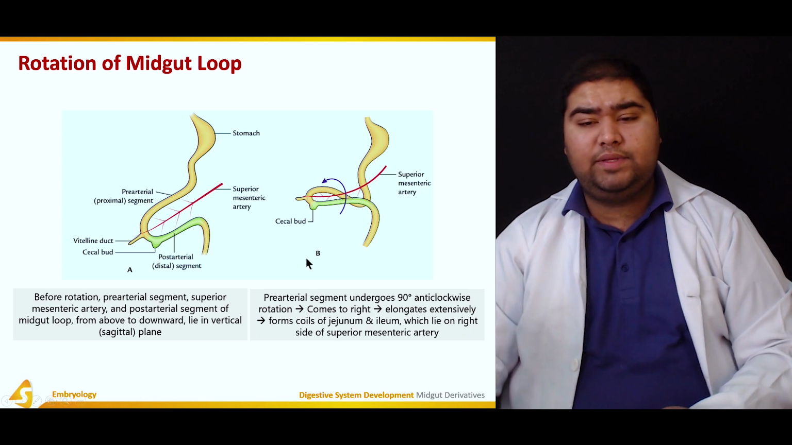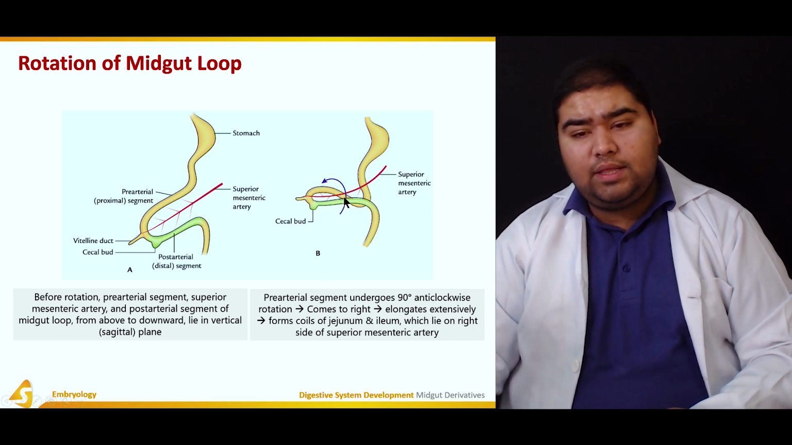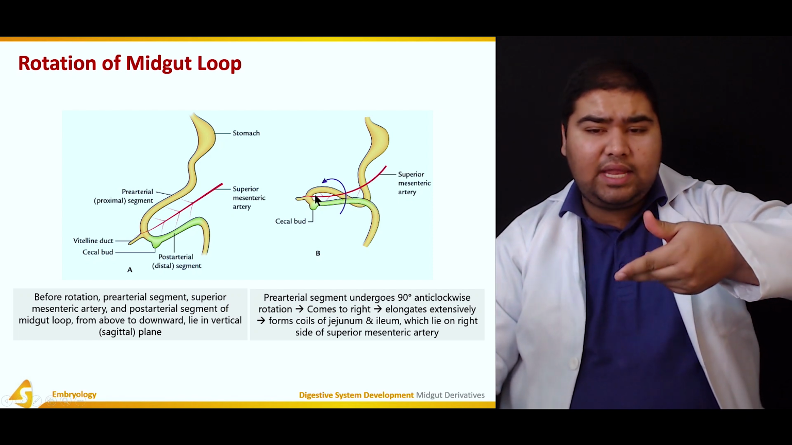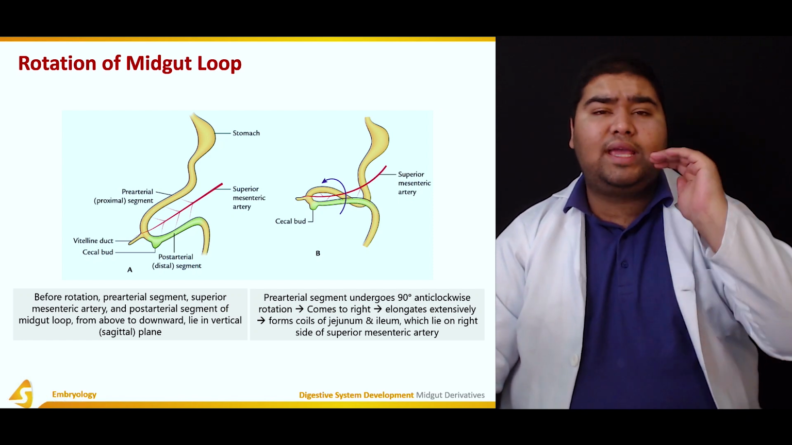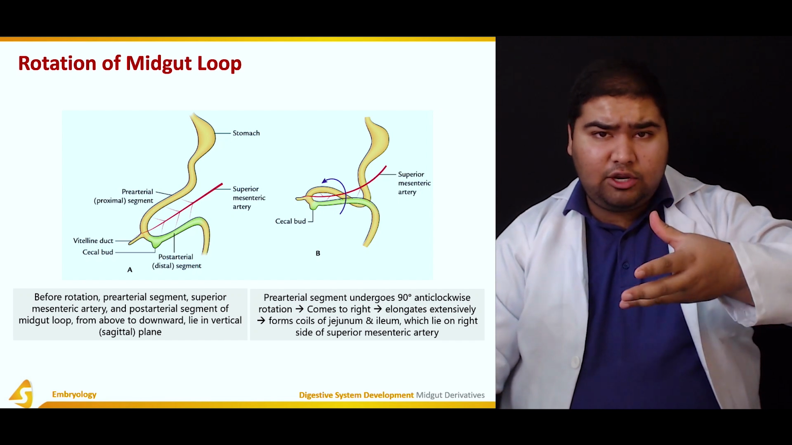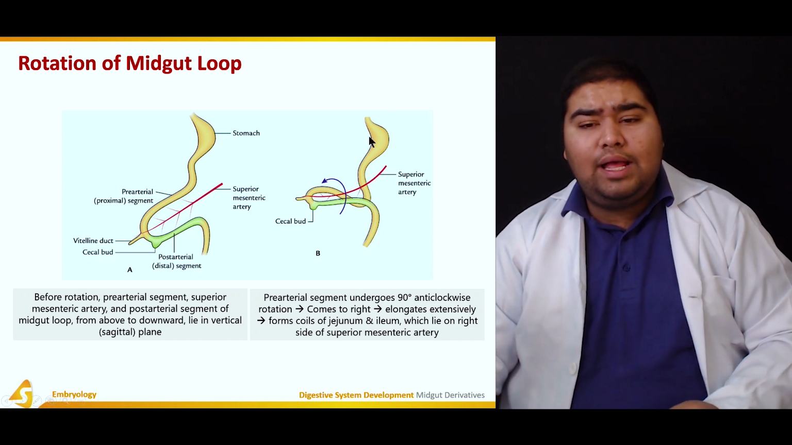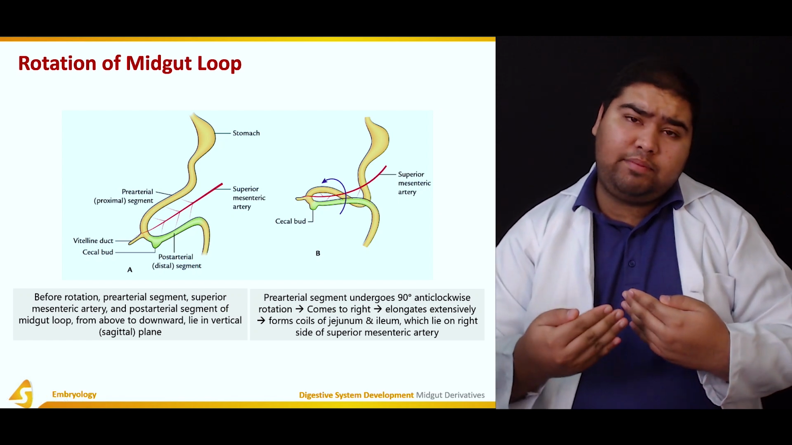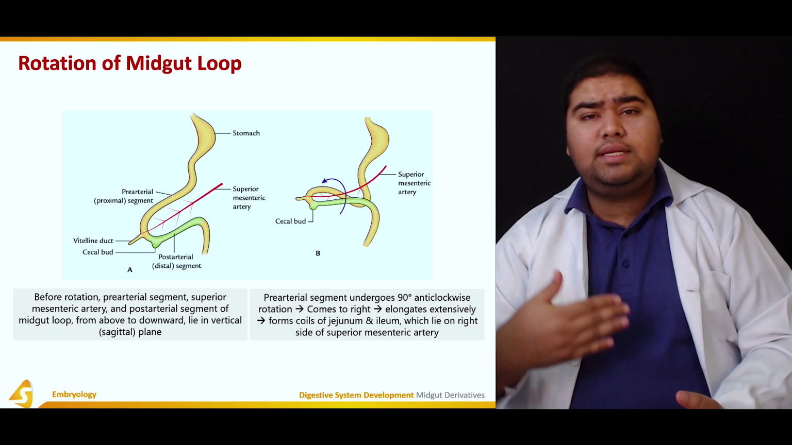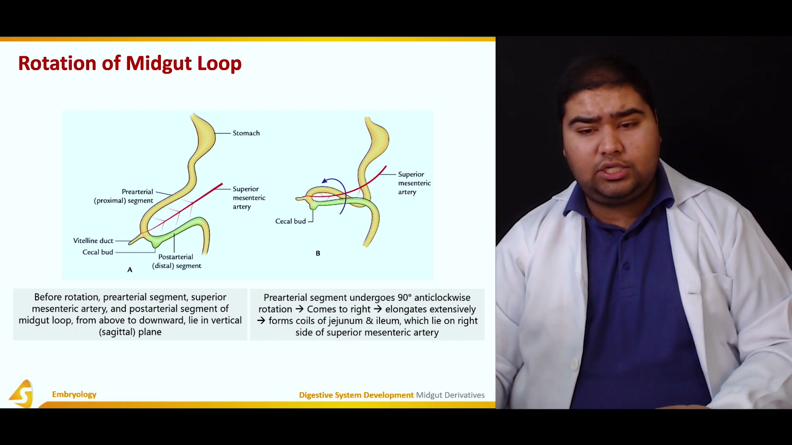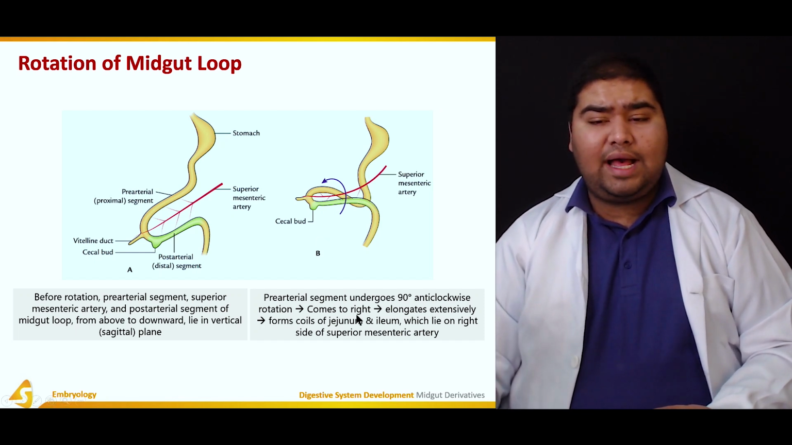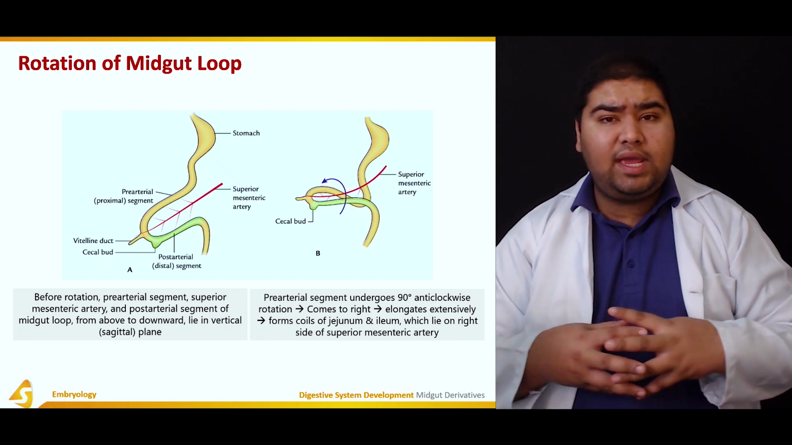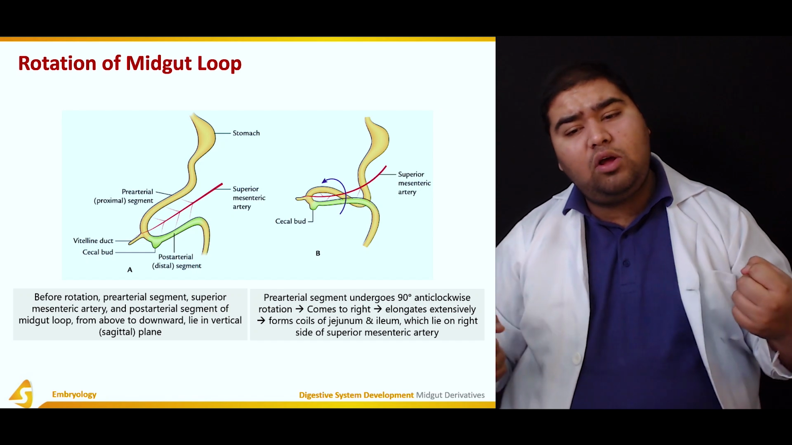Now what happens? The prearterial segment undergoes a 90-degree anti-clockwise rotation, against the clock. As it undergoes this rotation, it now comes to lie at the right side, as a result of which it elongates extensively. So there is extensive elongation.